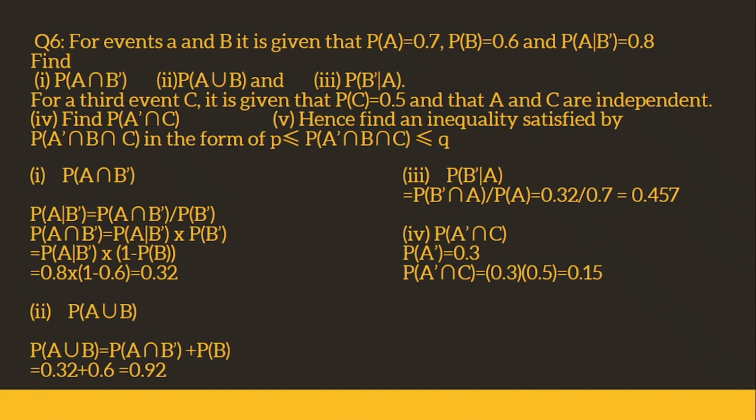For a third event C, it is given that the probability of C is 0.5. A and C are independent, so find the probability of A prime intersecting C, and then find the inequality satisfied by the probability of A prime intersecting B intersecting C in the form P is less than or equal to the probability, which is less than or equal to Q.